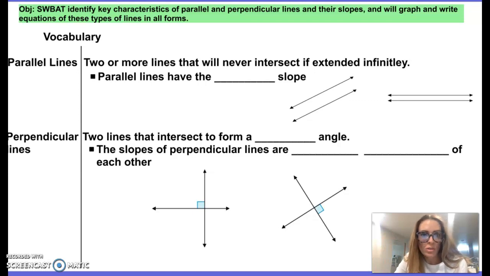Parallel lines are two or more lines that will never intersect if extended infinitely. We call these parallel lines, and they have the same slope. Two lines that intersect to form a right angle or a 90-degree angle are called perpendicular lines. These lines have opposite reciprocal slopes.